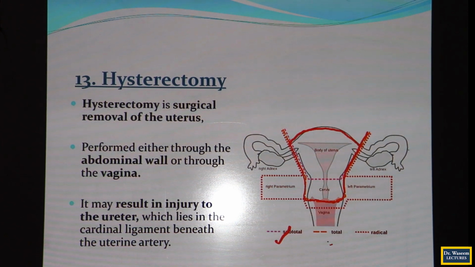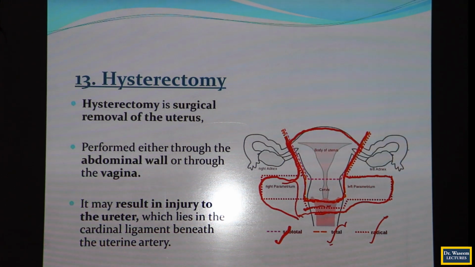Another is called the total. Total means the entire cervix and all these parts are actually removed. But in the radical, the upper part of the vagina is also removed, even the left and right parametrium, the connective tissue and everything, and the peritoneum is also removed. This is called radical hysterectomy.